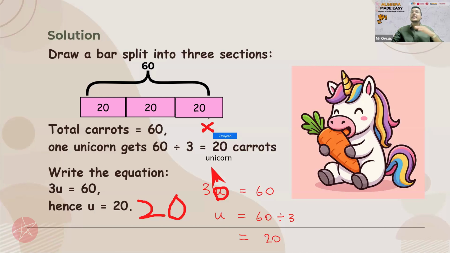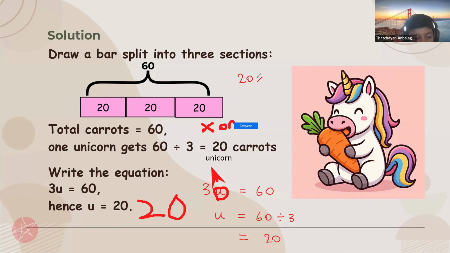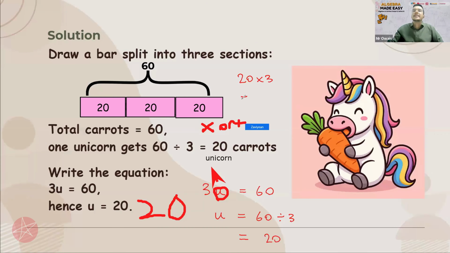Correct. So repeated addition is the same thing as multiplication, right? So if I have so many times 20, I'll just times it, right? So 20 times 3, and that gives us 60. So this is the same as in the question, meaning that we got our answer correct. Okay.